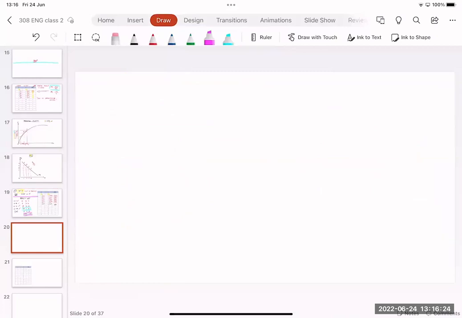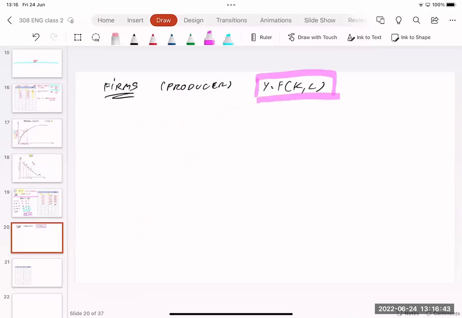Firms or producers need factors of production, from the production function Y equals a function of K and L. In order to produce something, they need capital and labor, right? Because firms have a demand for labor, and they have a demand for capital.